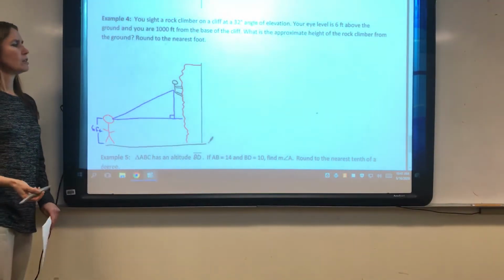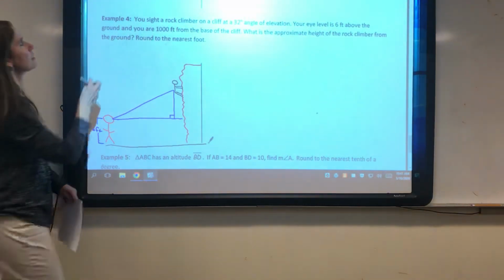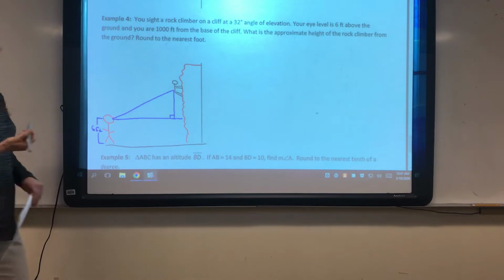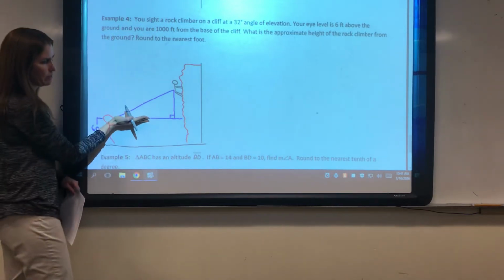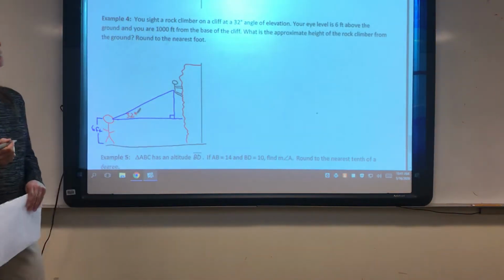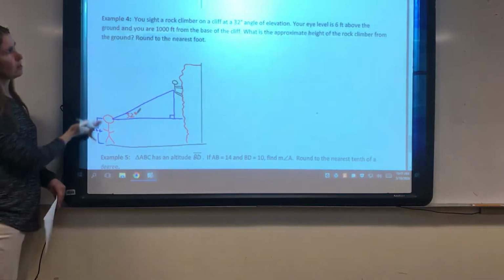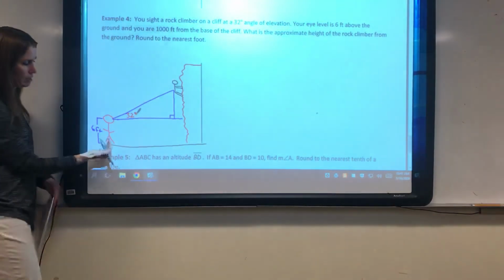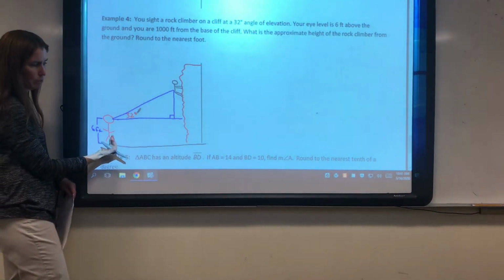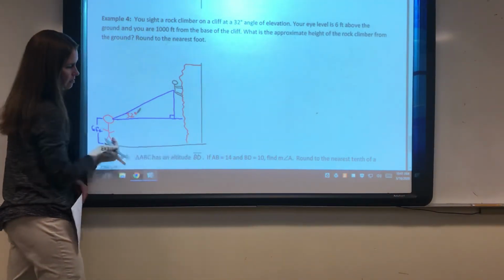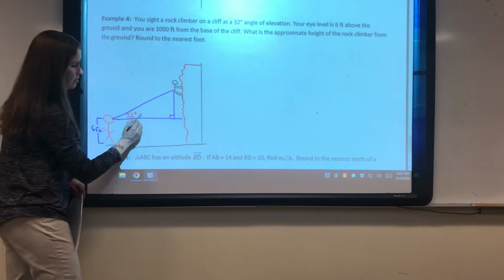Okay, so if we go ahead and read through this and get things labeled, we can see that you sight a rock climber on a cliff at a 32 degree angle of elevation. Remember, that means from the horizontal pointed upward at something. So here's my 32 degrees. Your eye level is 6 feet off the ground, and you are 1,000 feet from the base of the cliff. So this person is 1,000 feet from the bottom of the cliff, that length is 1,000.